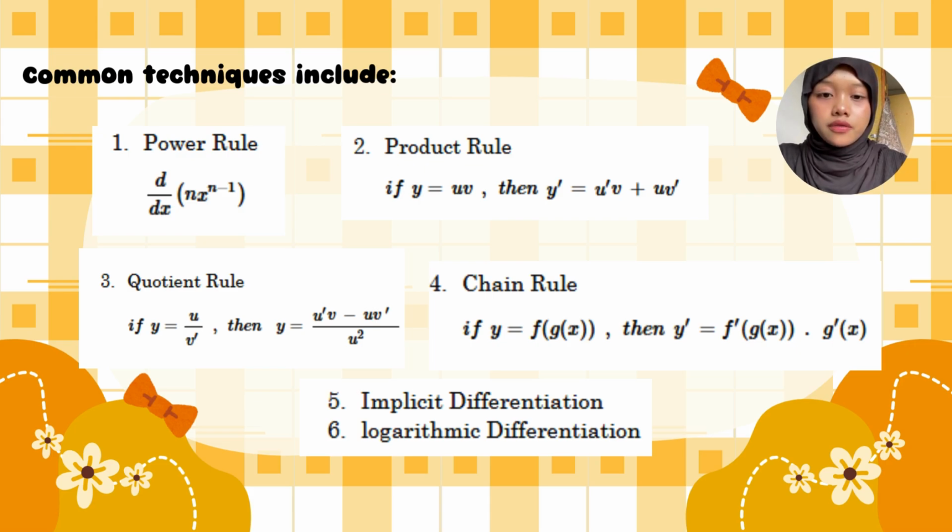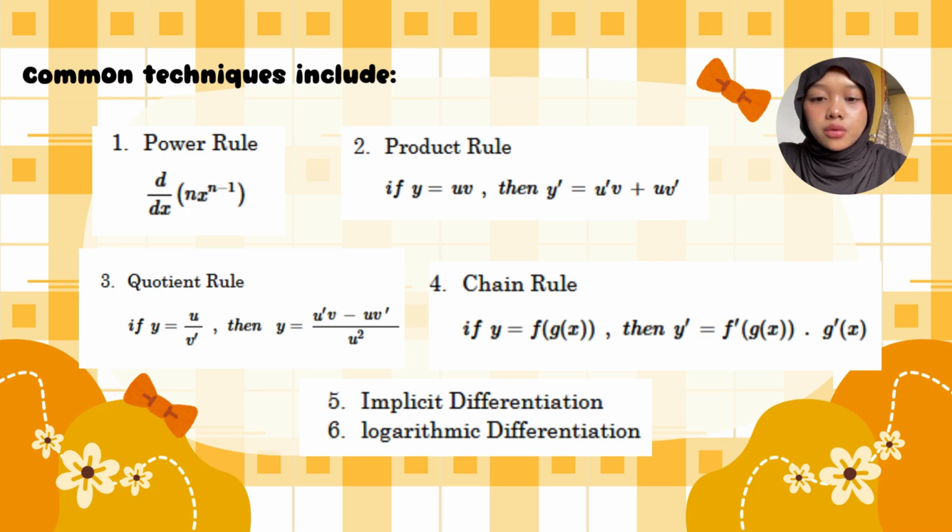For the techniques of differentiation, there are a few rules or techniques to make differentiation easier. And we have 4 techniques. First, we have the power rule, which is d over dx of x to the power n, equals n x to the power n minus 1. For the second technique, we have the product rule. If y equals uv, then y prime equals u prime v plus uv prime.